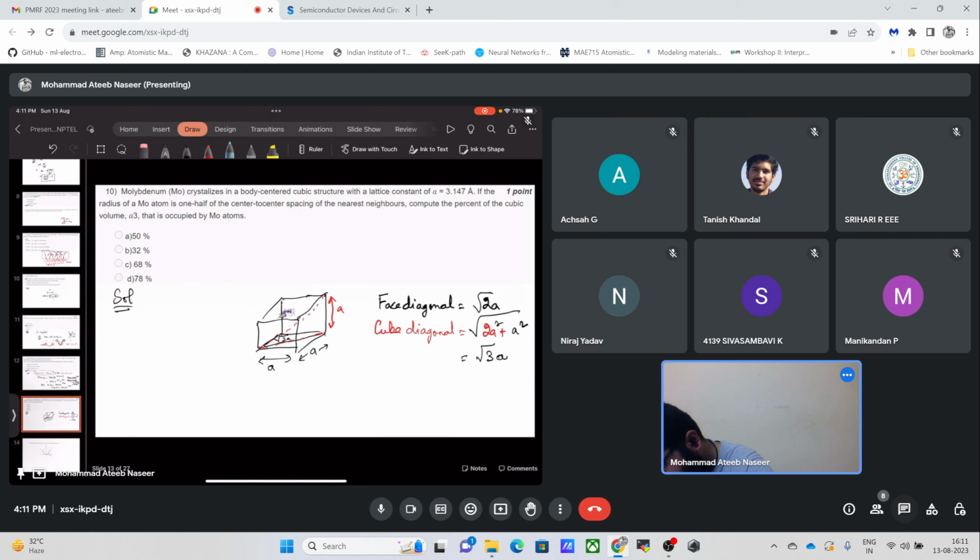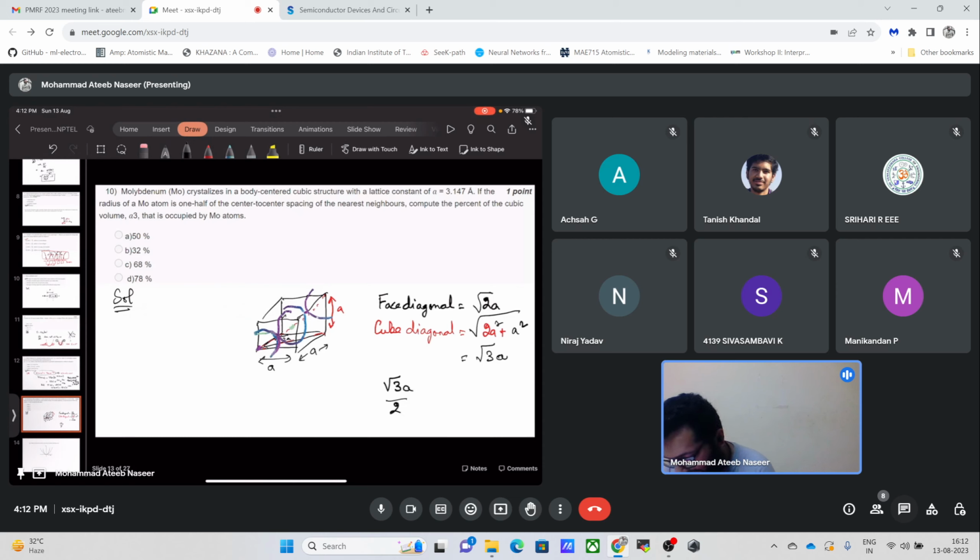These atoms, if I consider these corner atoms, they are touching this atom, which is always the case. So I will be having this distance. It has been told that this center to center spacing between these nearest neighbors, this is one center, this is another center, will simply become root 3a by 2.